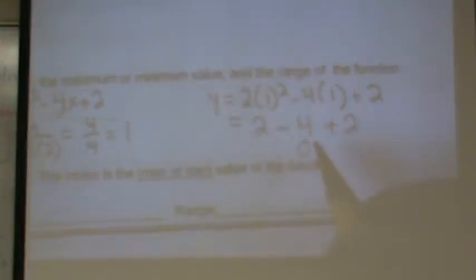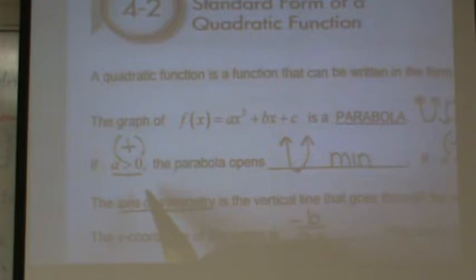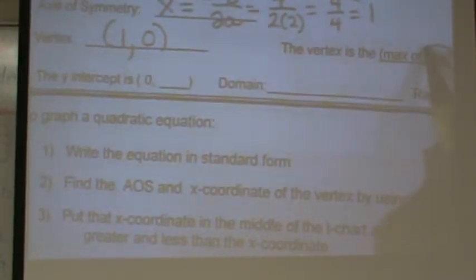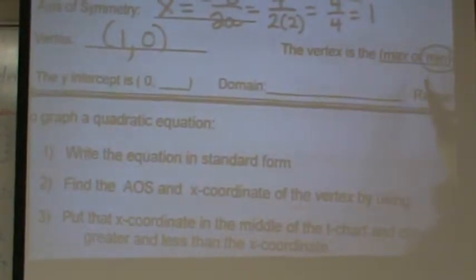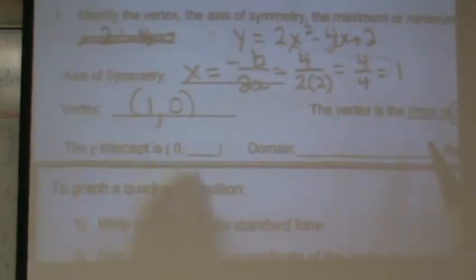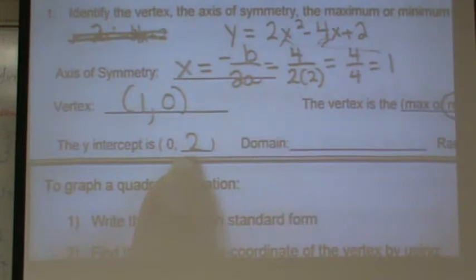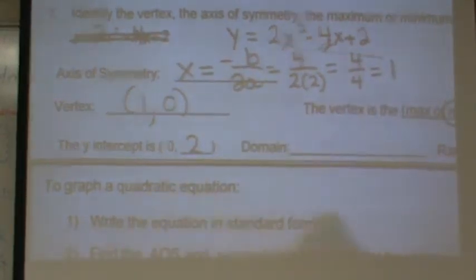So, Dwayne, are you okay with this now? Mm-hmm. Okay, good. Next, look at your a value. If a is positive, the graph's going to go up. So is this going to have a max or a min? Min, because it's going to be the lowest point. Your y-intercept is going to be this number right here, 0, 2. It's the easiest thing to find.